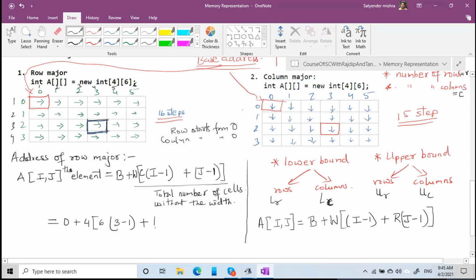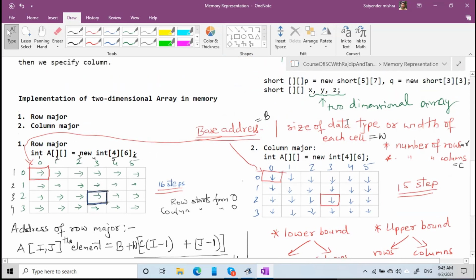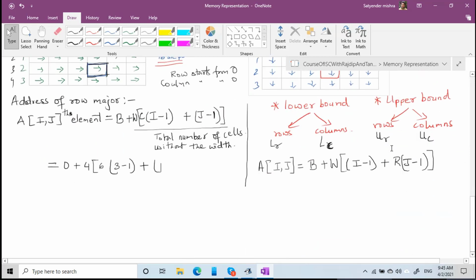Plus, and then, Sir, how is W becoming 4? What is the size of the integer type? It is 4. So the width is 4. Width means the size of the data type. I have written it here, you can see it: size of data type, or width of each cell, is W.